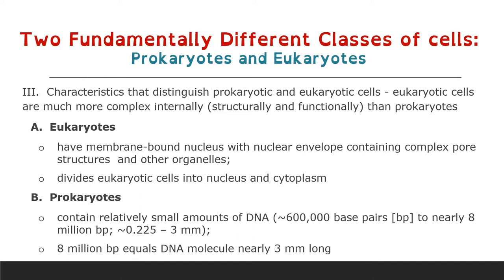While in prokaryotes, they contain relatively small amounts of DNA, around 600,000 base pairs to nearly 8 million base pairs, and around 0.225 to 3 millimeters in size, and 8 million base pairs equals a DNA molecule nearly 3 millimeters long. So, if you compare eukaryotes with prokaryotes based on the base pairs, more likely eukaryotes do have much longer DNA sequences and more base pairs compared to prokaryotes. Okay.